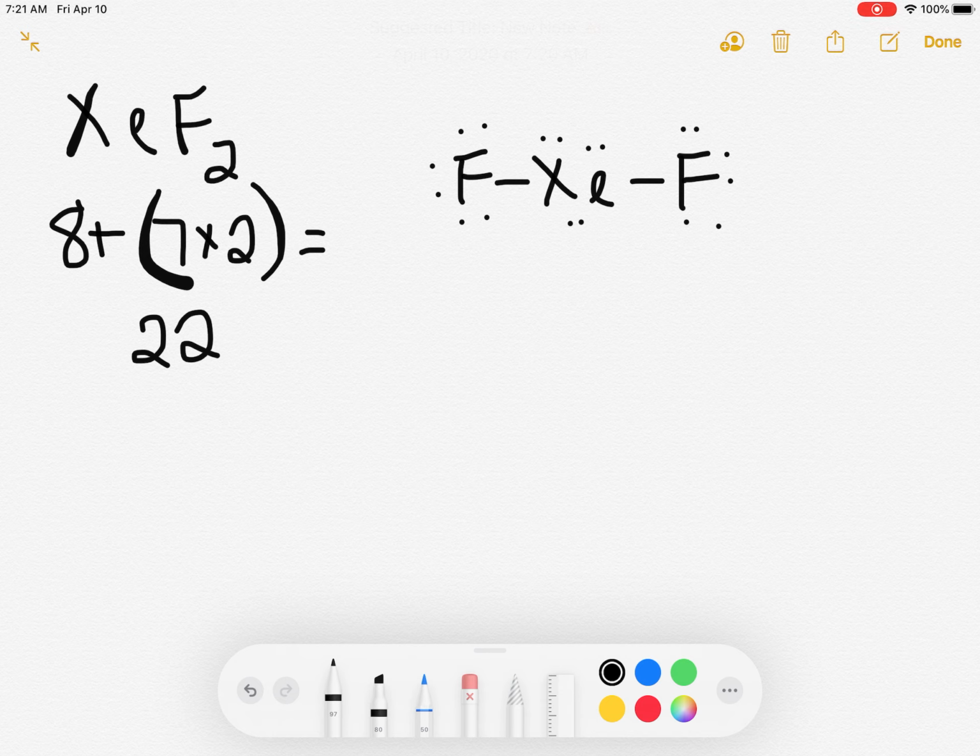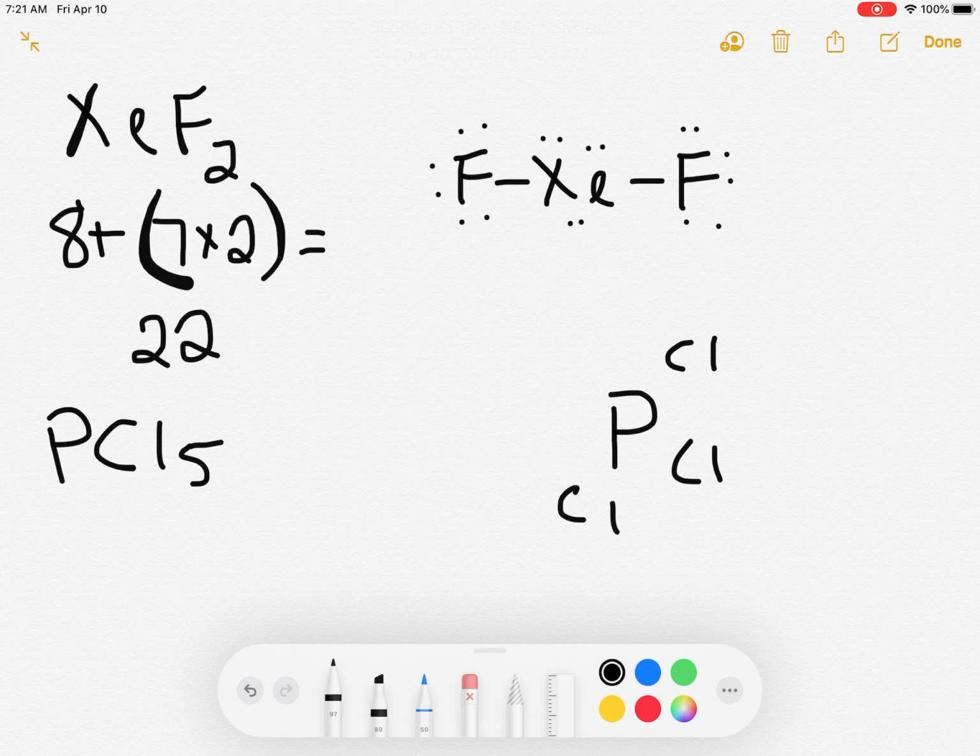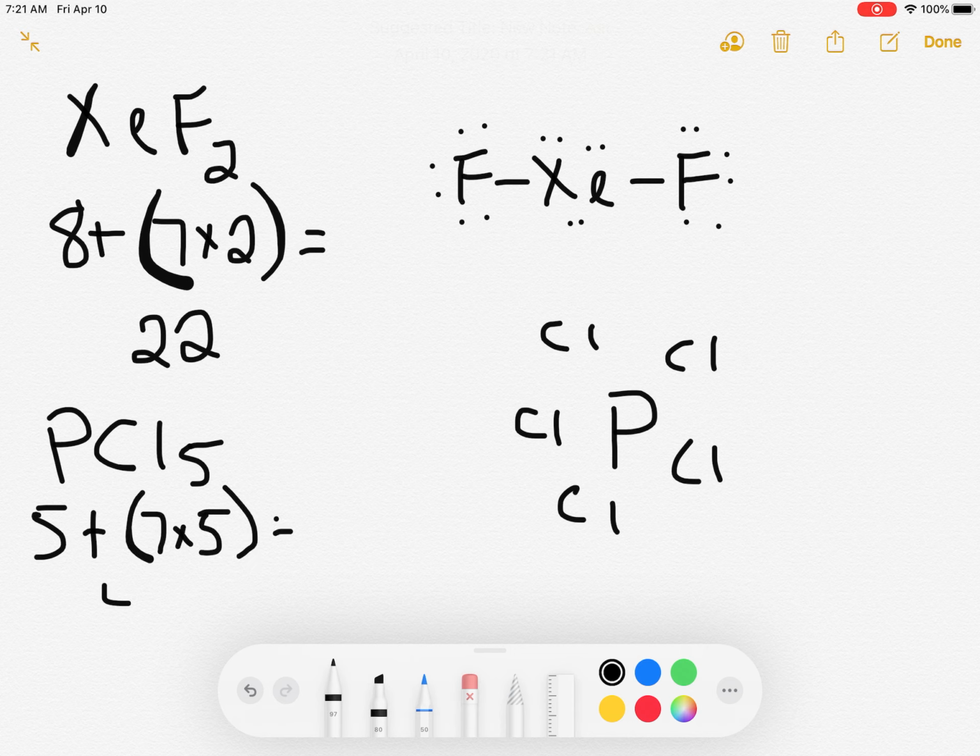Okay, next we have PCl5. So phosphorus in the middle, and we have chlorines around phosphorus. And we have to add up the valence. Phosphorus has 5, chlorine has 7, and there's 5 of them. So we get a total of 40 valence electrons. So we're going to put in our single bonds here, connect everybody, and then you can put in your lone pairs.